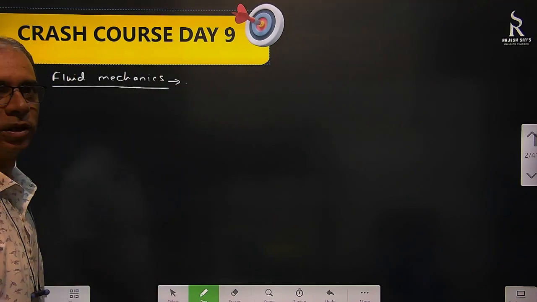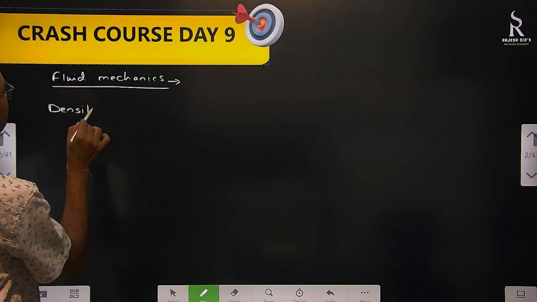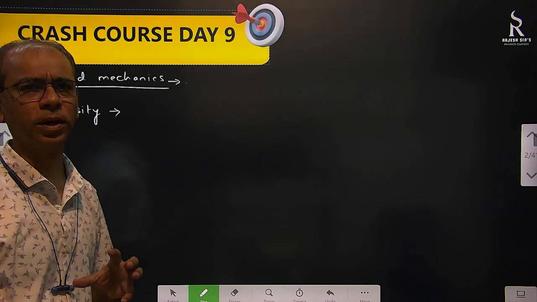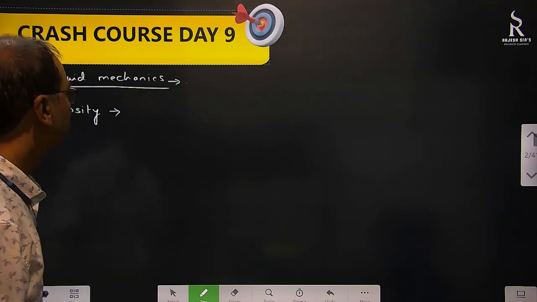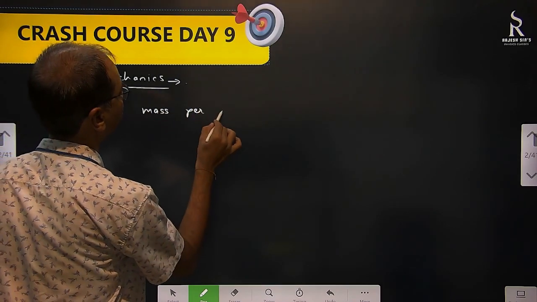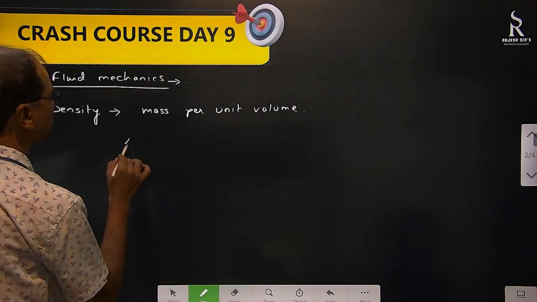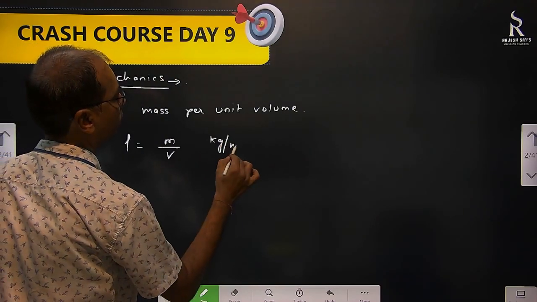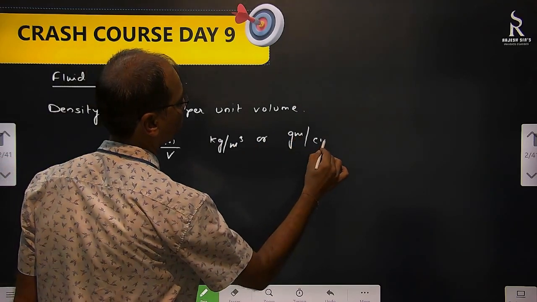So what are we going to study in this? Density. You all know what density is. How much mass is occupied per unit volume? Mass per unit volume. Density is mass by volume. Unit is kg per meter cube, or in CGS, grams per cc, centimeter cubed.